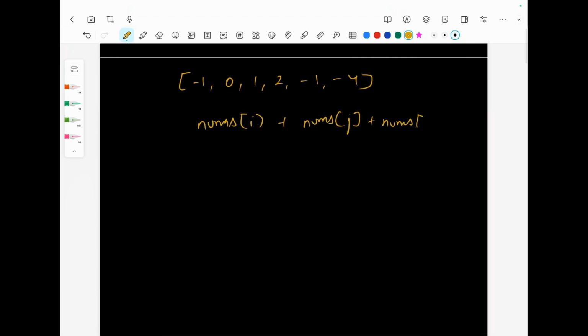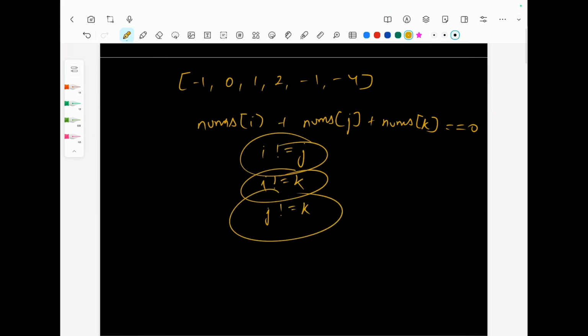We are given an array something like this, and you have to find three values such that the sum of these three values will be equal to 0. There is another condition: i should not be equal to j, i should not be equal to k, and j should not be equal to k. That means you cannot take a single value for these three values, so you have to take unique values for every answer, and you have to find multiple answers.